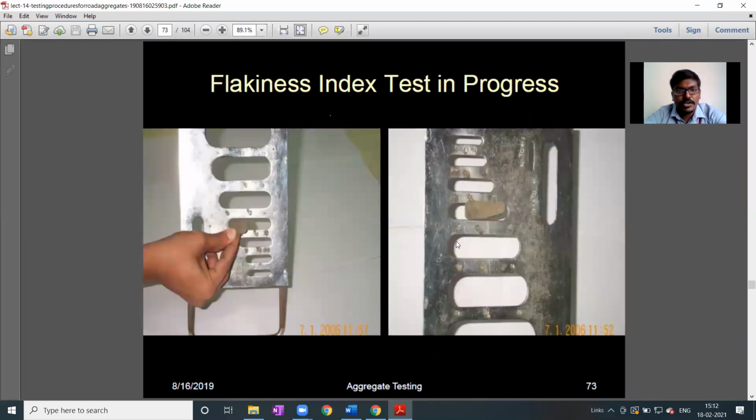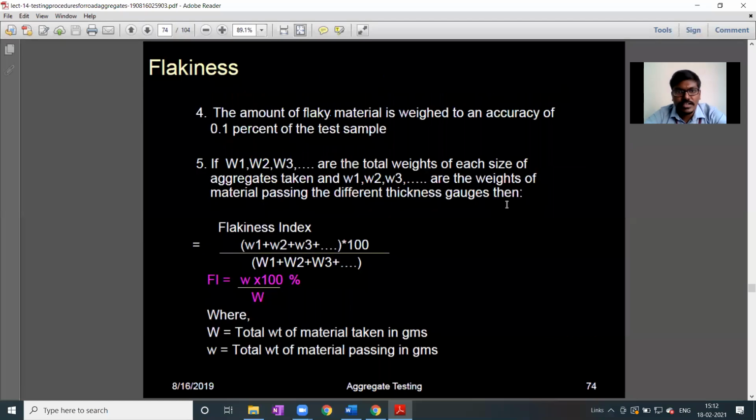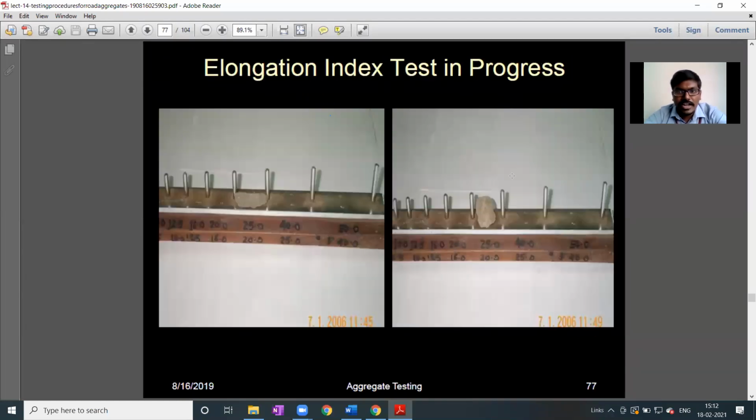The procedure I already explained to you. Just pass the aggregates. For flakiness index, you need to pass them through the thickness gauge. Whatever aggregates pass through will be collected and you need to take the weight. For elongation, whatever aggregates are retained in this gauge, you should pass through these slots. Whatever aggregates are retained on that slot should be kept aside.